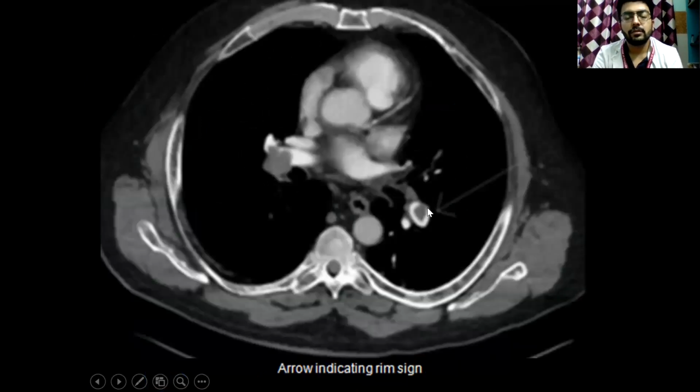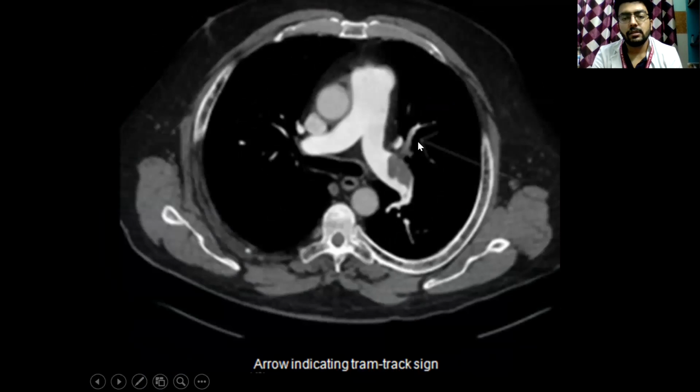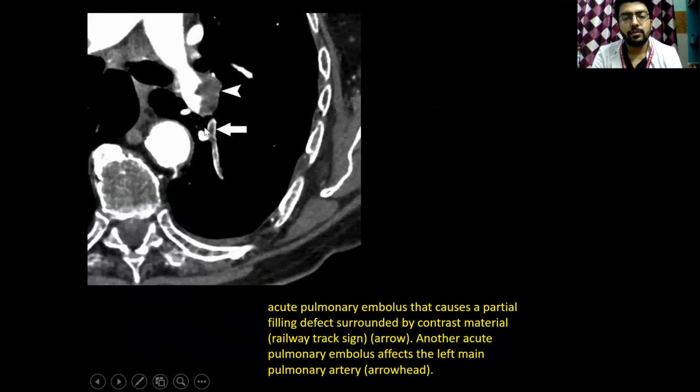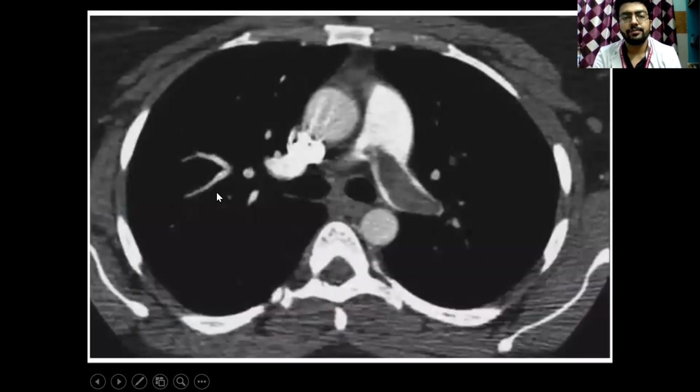This is the Poloman sign. This is the arrow indicating the rim sign. This is the arrow indicating the tram track sign. These are the arrows indicating the acute pulmonary embolus affecting the left main pulmonary artery. This is the evidence of railway track sign. This is again the railway track sign of the thrombus getting lodged in the left pulmonary artery.